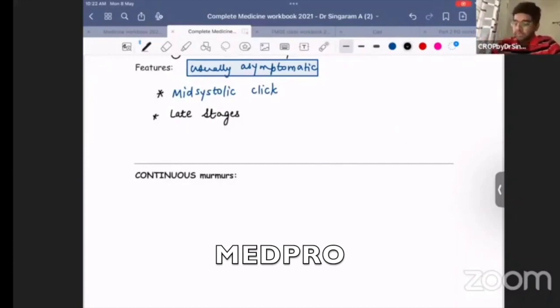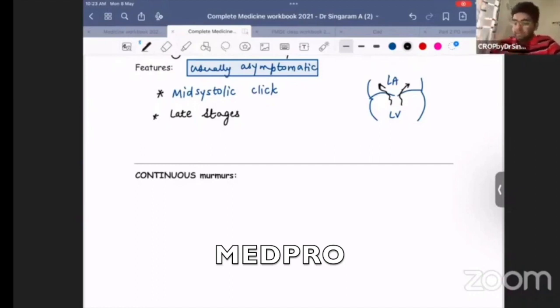At that time, what can happen is, some portion of the valve may not be closed fully. So during the time of systole, after the click sound, some amount of blood can regurgitate back from the left ventricle into the left atrium. So it is more of a regurgitation finding, but that would occur in the late stages only, not in the early stage.